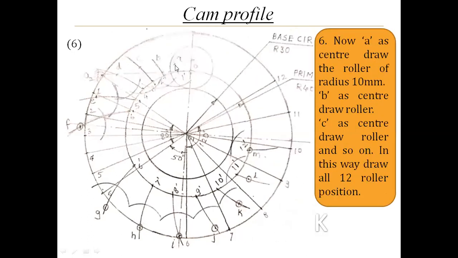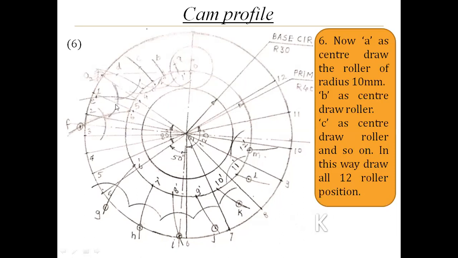In this way, A as a center, this is the first roller position. B as a center, draw the roller. What is the radius of the roller? That is 10 mm. So B as a center and 10 mm in the compass, draw the roller position. C as a center, draw the roller position. D as a center, draw the fourth roller position. E as a center, draw the next roller position.